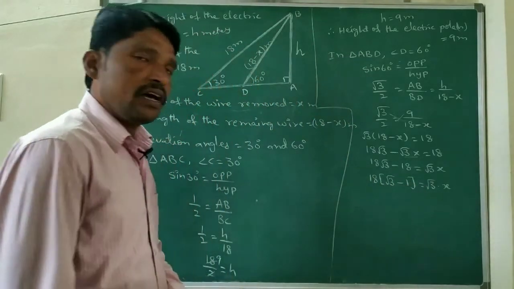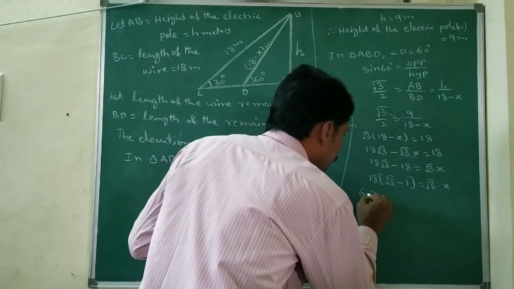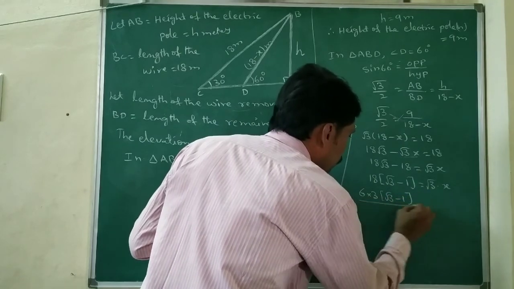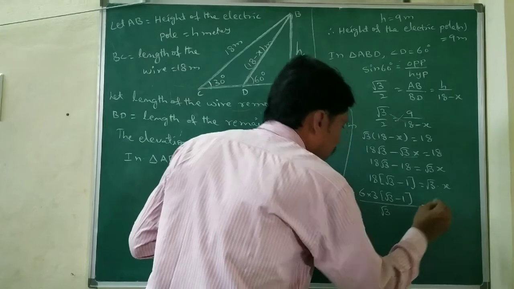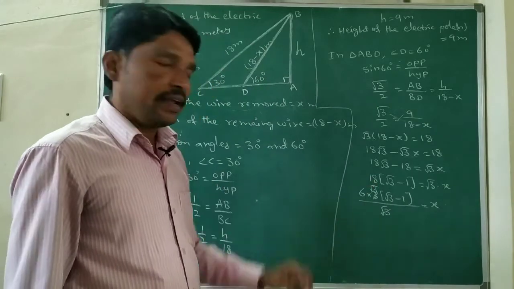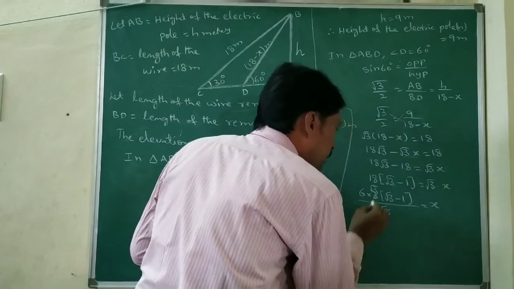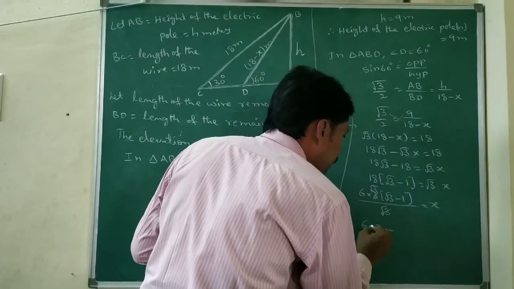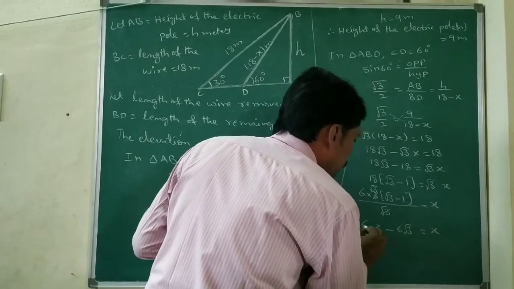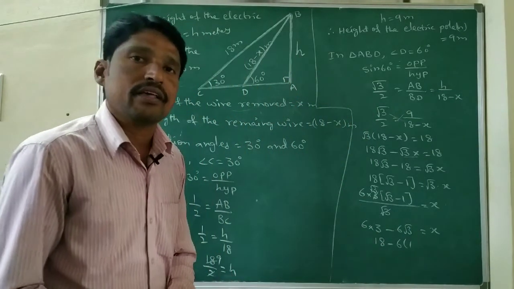Here 18 we can write as 6 times 3. So 6 into 3 times root 3 minus 1 equals root 3 x. Transpose this root 3 to the left: root 3 into 3 is 3, so 6 root 3 remains. So 6 root 3 into root 3 minus 6 root 3 into 1, that is 6 times 3 is 18 minus 6 root 3, equals x. The value of root 3 we know is 1.732.